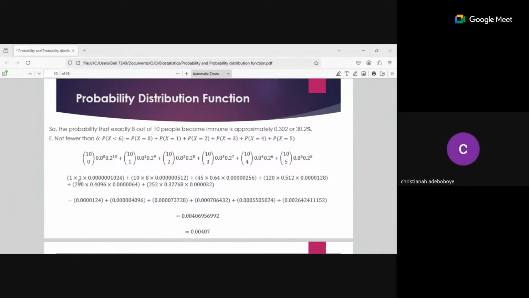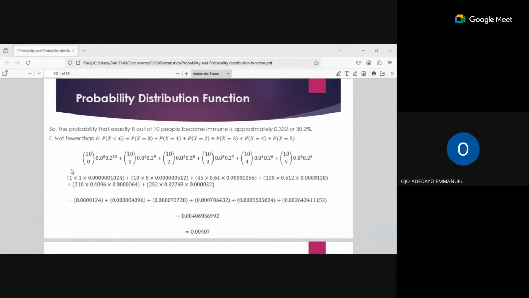I did not get it, sir. You did not get it, ma. Okay, let me take it again. 10 combination 0 is this 1 that you are seeing here. Did you get that 1, ma? Did you understand that 1? I don't know how you came across the 1 after seeing 10 here.